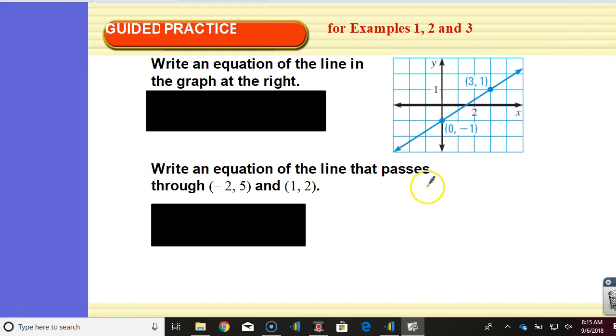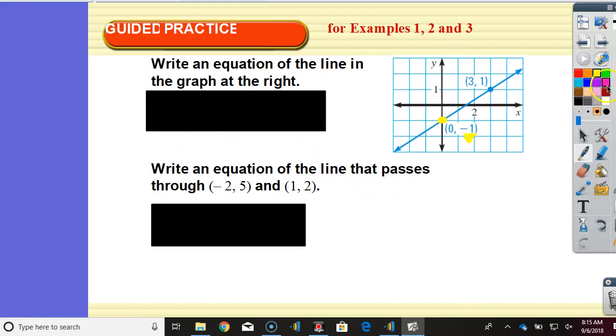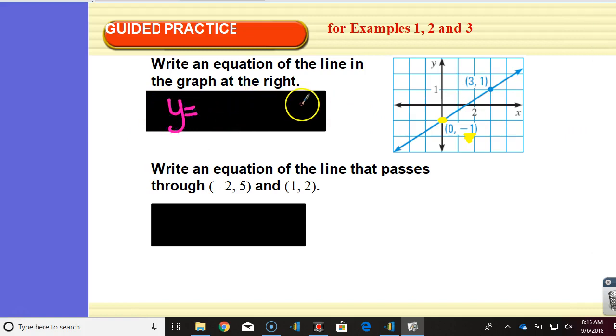Write the equation of the line in the graph at the right. Well, our y-intercept, where it crosses the y-axis, is at -1. So we know that it's y equals something x minus 1, right? We good so far?